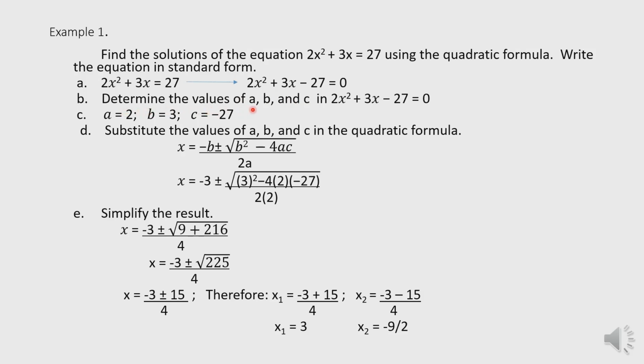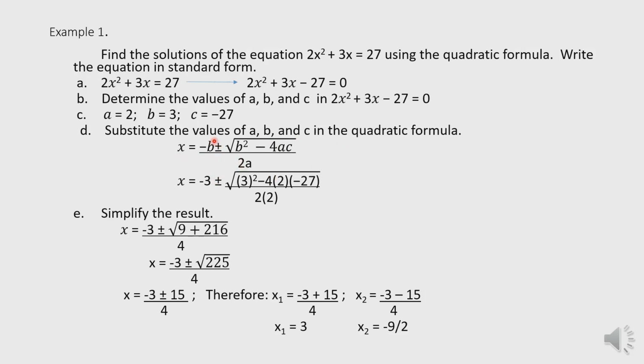So determine the values of a, b, c in 2x squared plus 3x minus 27 equals 0, where our values are a is 2, b is 3, and c is negative 27. It is taken from the first term, the quadratic term, 2 here, and then 3 from the linear term, and the constant term negative 27. Then substitute the values of a, b, c in the given formula.